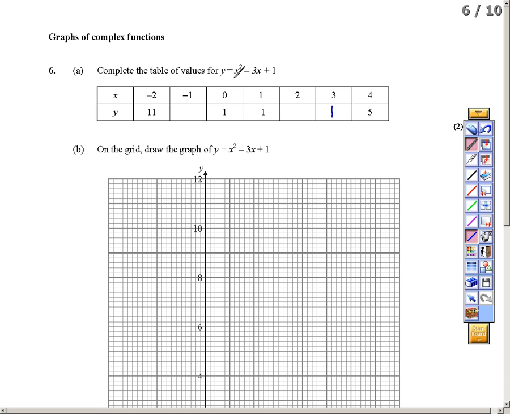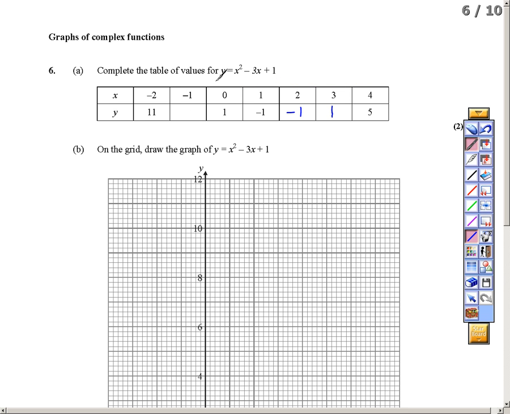Right, the next one is 2. So 2 squared, take 3 times 2, plus 1 will give me 4, 2 times 2. Take 6, plus 1. 4 take 6 is minus 2. Minus 2 plus 1 is minus 1. I thought I got that wrong because of the minus 1 again. It's a symmetrical relationship there. It's going 5, 1, minus 1, minus 1, 1, and I'm actually very confident that the next number is 5. But we'll check it.